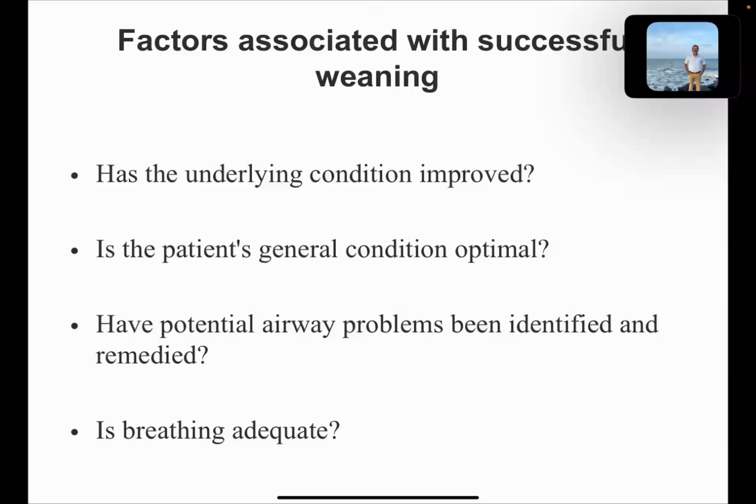Suppose a patient has a spinal cord injury; most of these patients will come with rib fractures, landing up with a pneumothorax, so they will have lung contusion. So what is the lung and airway problem? That also you have to assess. And last is whether the breathing is adequate. So the respiratory rate and the respiratory pattern you have to see.